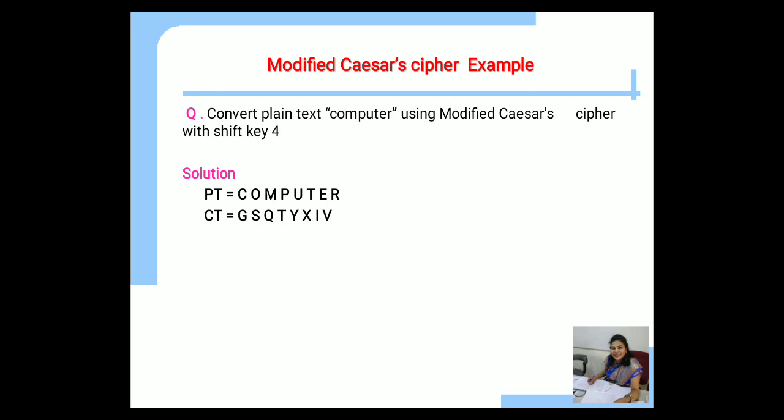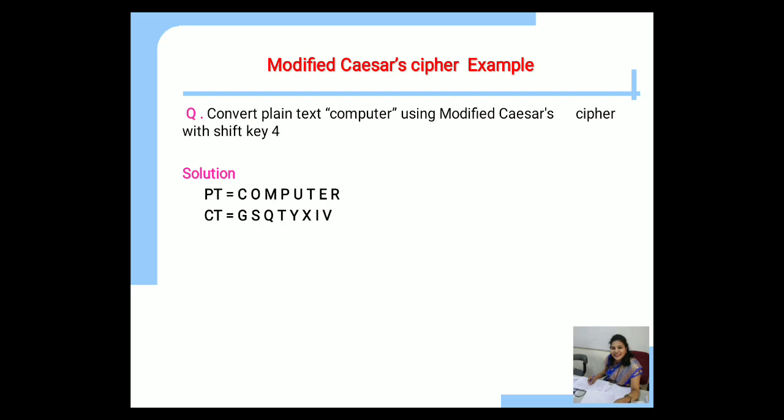So here let us see a question on the modified Caesar cipher. Convert the plaintext COMPUTER using modified Caesar cipher with the shift key 4. In modified Caesar cipher, the shift key is always stated by the programmer, or given by the paper setter in your examination. So here the shift key is 4.